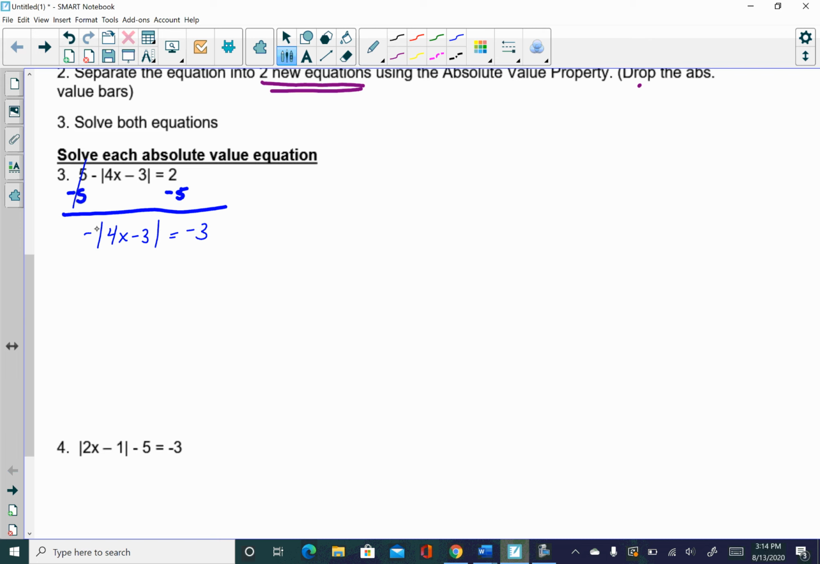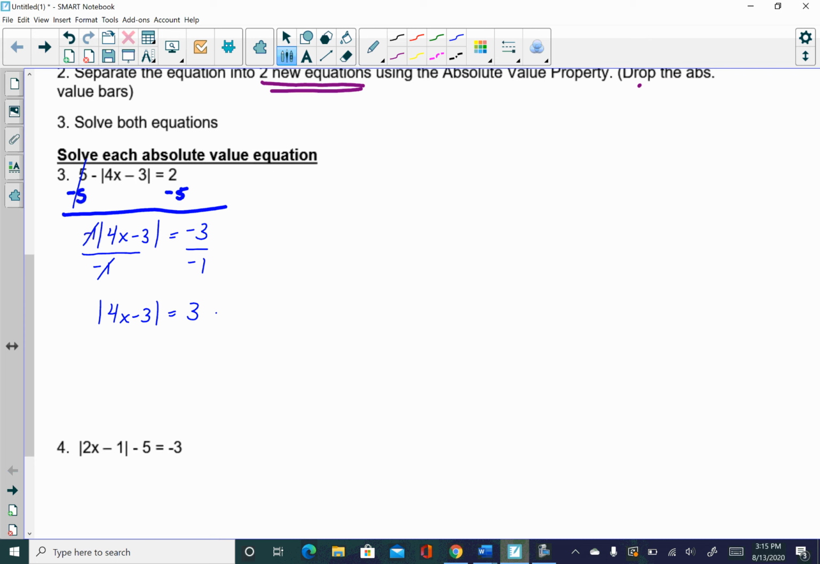You have a negative sitting in front of here, so remember, think of that as like a -1. So I've got to get rid of that -1. Just divide by -1. Do to one side, do to the other. That way it cancels out, and I'm left with the absolute value of 4x minus 3 equals a +3. I can now go through the steps of working this out because absolute value can equal a positive number.